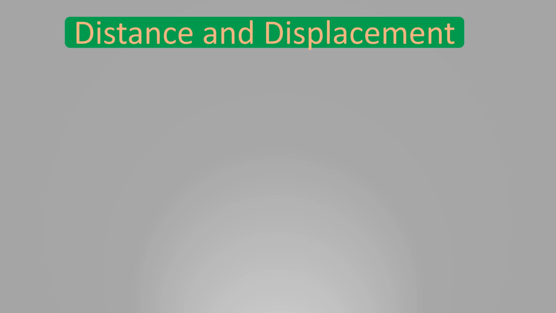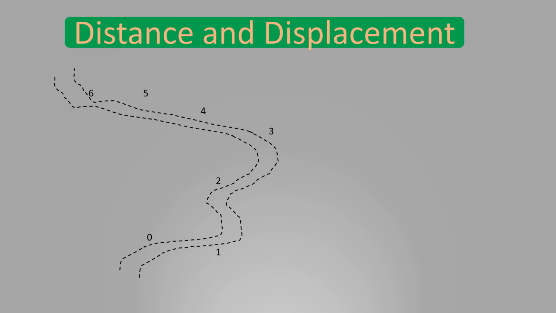Distance is a familiar word in our everyday life, but displacement is not. To clarify more about distance and displacement, have a look at this example. There's a curved path and there's a point O, 1, 2, 3, 4, 5, and 6, and every point is 1 kilometer away from the previous point. Okay, a man starts his journey from O to point 1.